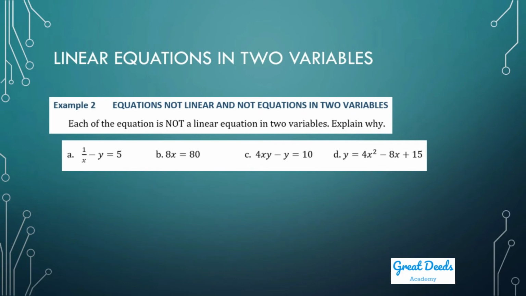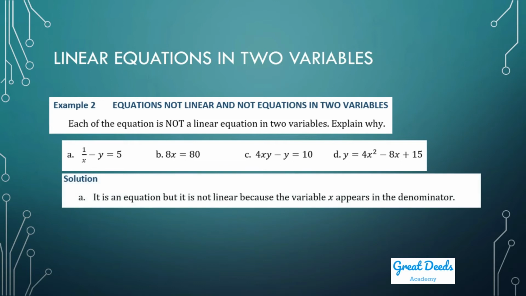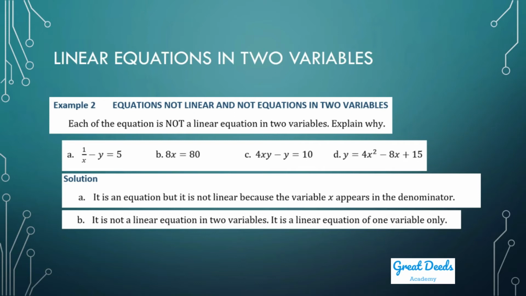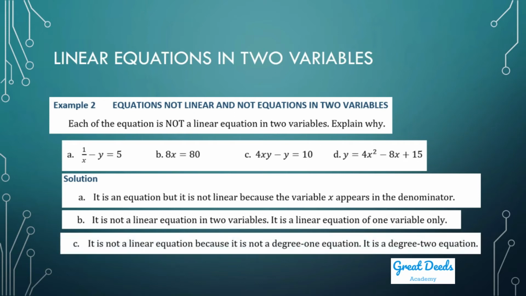Example 2. Each of the equations is not a linear equation in two variables. Explain why. For letter A, why is this not a linear equation? Well, because your variable x is in the denominator. This is not a linear equation. How about B? B is not a linear equation in two variables. It is a linear equation in one variable only. Letter C is not a linear equation because it is not a degree 1 equation.